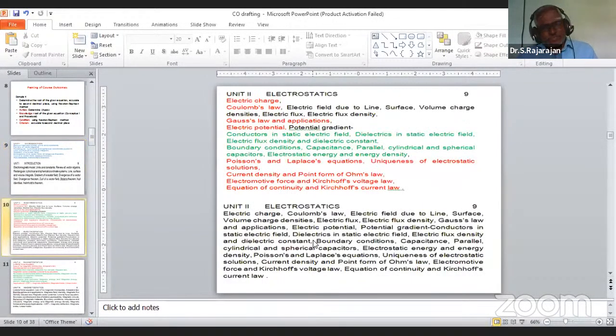For the same subject, the second unit covers electric charge, Coulomb's law, electric field due to line, surface and volume densities, and electric flux. The basic definitions and basic laws are available in the second unit, electrostatics.